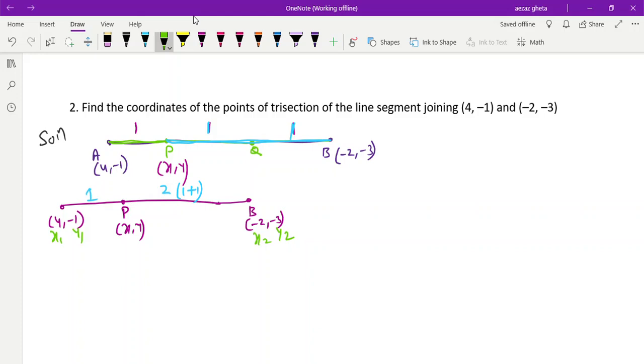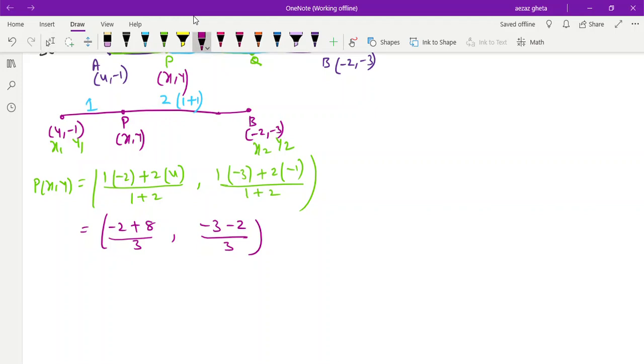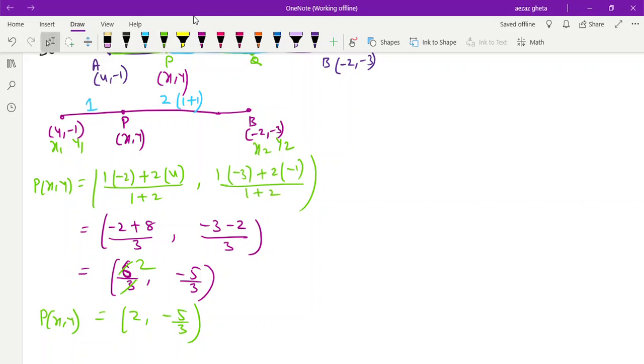Revise the section formula. So P of (x, y): m1 is 1, x2 is -2, m2 is 2, x1 is 4, divided by 1 plus 2. m1 is 1 and y2 is -3, m2 is 2, y1 is -1. Minus 2 plus 8 by 3, minus 3 minus 2 by 3. Right? So we got here 6 divided by 3, minus 5 by 3. Cancelled, 3 ones are 3, 3 twos are 6. The answer is (2, -5/3), the value of P. P coordinates we got.